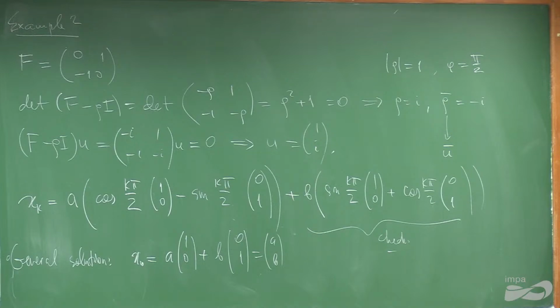Now let's see the third example, which will show that whenever the eigenvalues are not distinct, we are not done yet. So example 3.